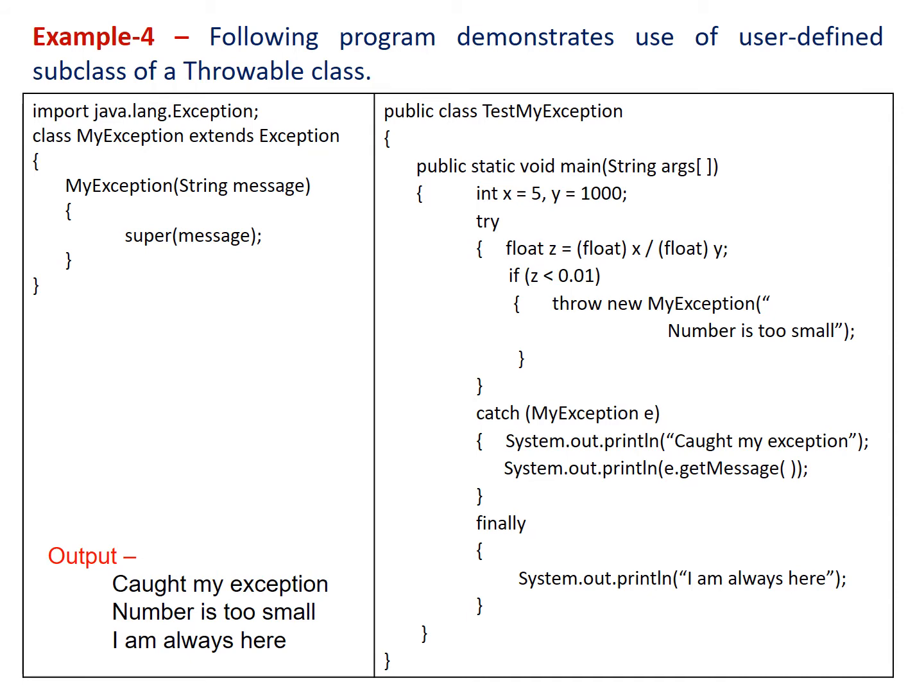system.out.println with the message "caught my exception", and after that it will call the getMessage function, which will display the message as "number is too small". And after executing the catch block, the execution control goes to the finally block, which displays the message as "I am always here". Therefore, in the output, there are three lines. The first one is "caught my exception", second is "number is too small", and the third line is "I am always here".